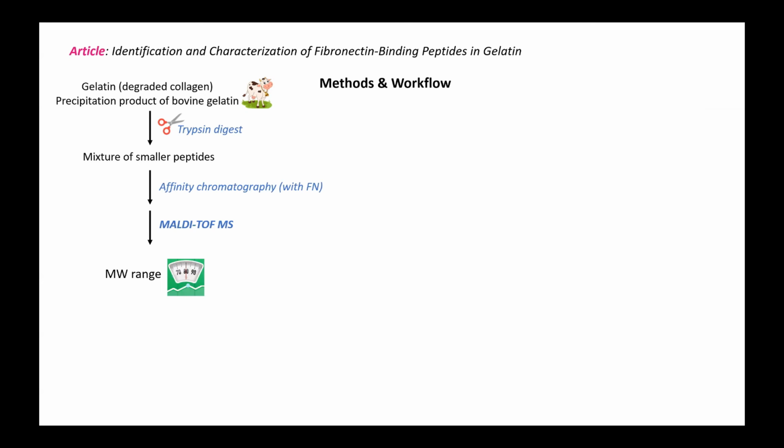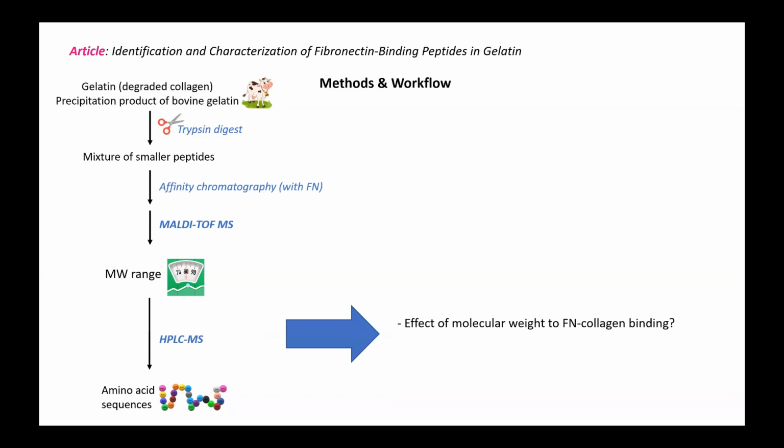The molecular weight range of the sample is then analyzed by MALDI-TOF MS. To further investigate the amino acid sequence of the sample peptides, HPLC-MS is employed. So as you can see, by using the information obtained by MALDI-TOF MS, which is the molecular range, the researchers can look at the effect of molecular weight on FN-collagen binding to see whether heavier peptides will bind stronger with FN or not. Similarly, the information provided by HPLC-MS about the amino acid sequence of the peptide can also identify the specific binding site of FN on collagen.